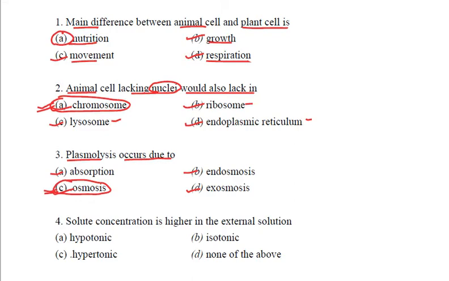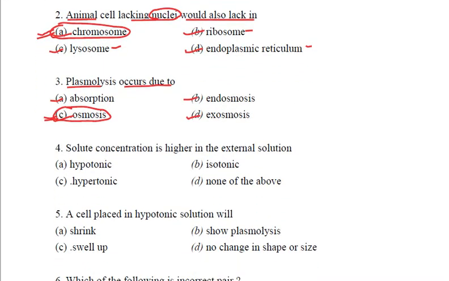Fourth question is solute concentration is higher in the external solution. Now, in which of these is the solute concentration higher? Is it hypotonic or isotonic or hypertonic or none of the above? We know that the solute concentration in the external solution is higher in the case of hypertonic solutions, right? So C will be our correct option.